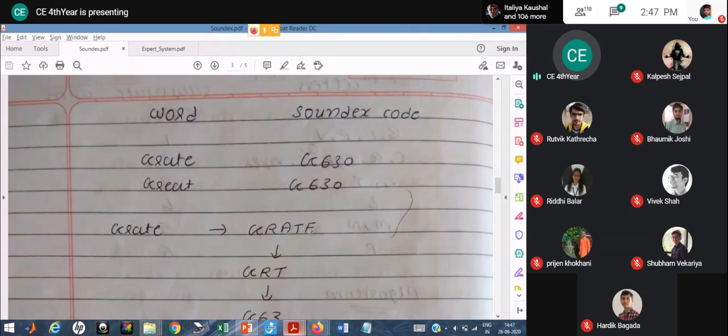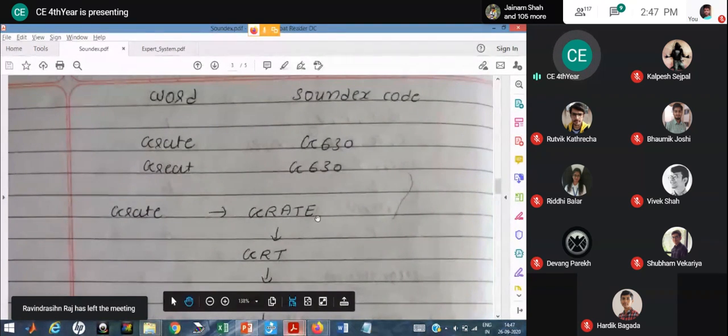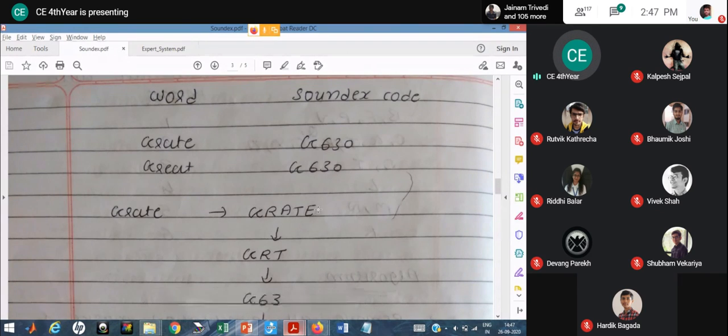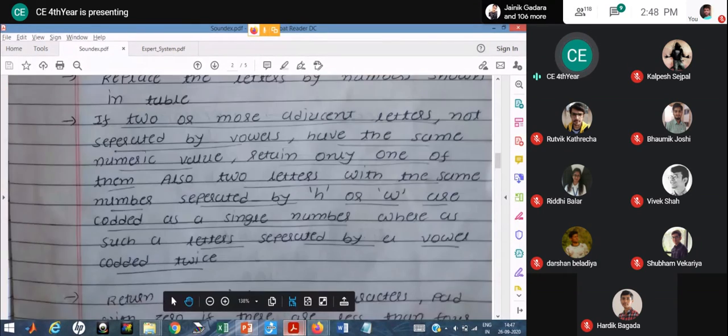So what you have to do, you have to remove it. So when you remove it, what are you getting? You are getting GRT. Okay, because first you have to return the first letter as it is, and from the remaining, if A, E, I, O, H, W, Y is present, then you have to remove it. So now it becomes GRT, everyone.